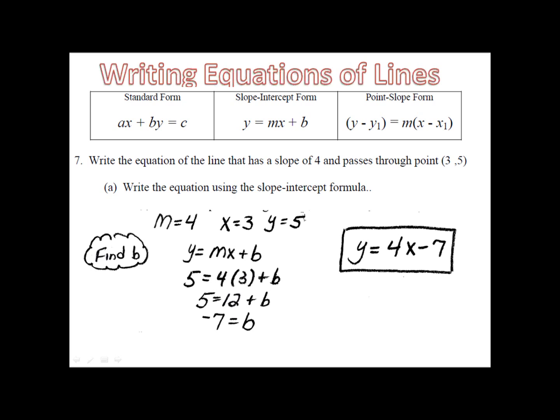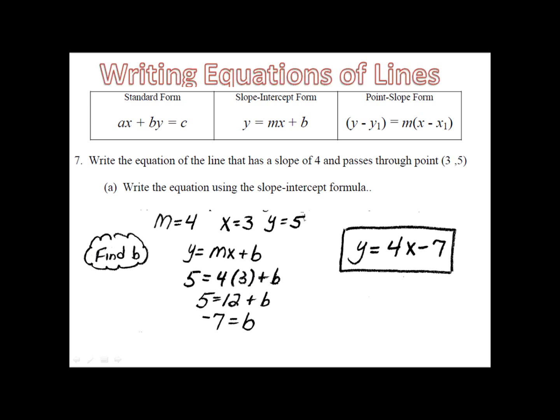I can plug those three things into y equals mx plus b and solve for b. I get that b equals negative 7. Therefore, y equals 4x minus 7. Slope-intercept is a familiar way to do it, and it can be pretty handy.